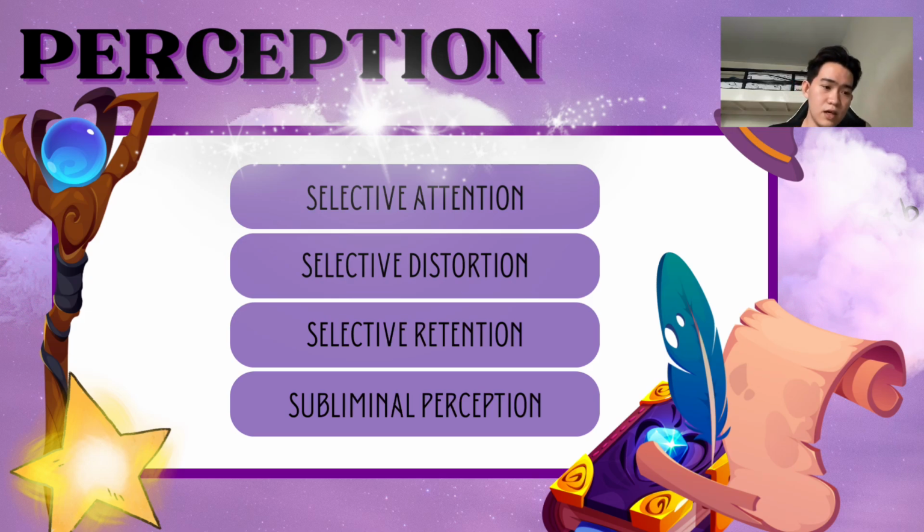Selective attention means people focus on things that interest them and ignore the rest. Selective distortion happens when people change information to match what they already believe. Selective retention means people only remember things that support their opinions. And lastly, subliminal perception is when messages affect the mind without a person realizing it. So this influences how we think and act every day.